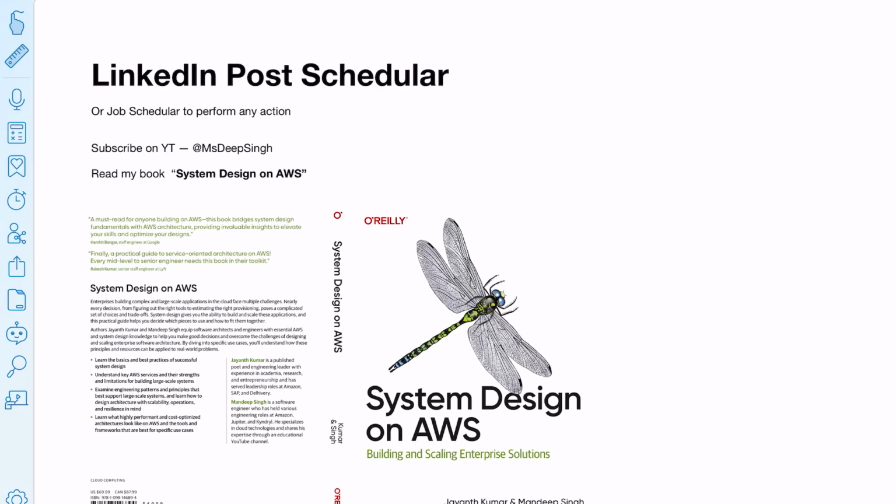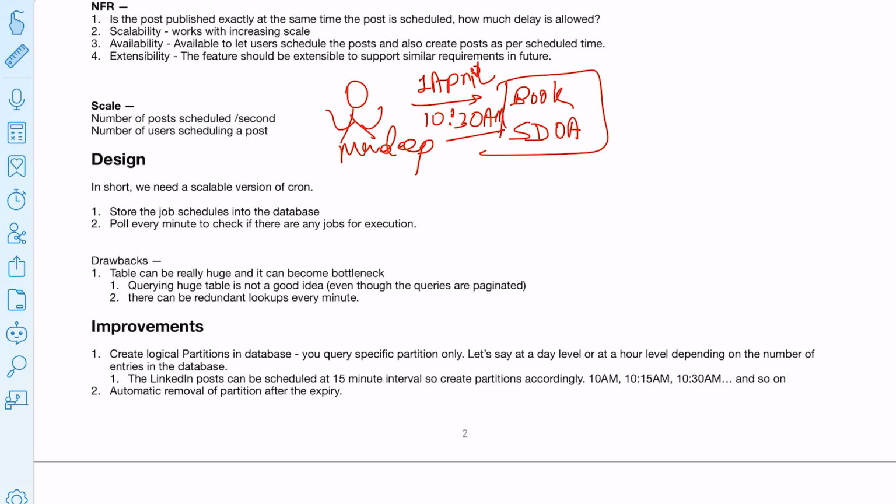I generally schedule my posts at 10:30 a.m. and I heavily use this feature. I generally create all my posts over the weekend and then schedule them for the entire week. So you are scheduling this post for 1 April 10:30 a.m.